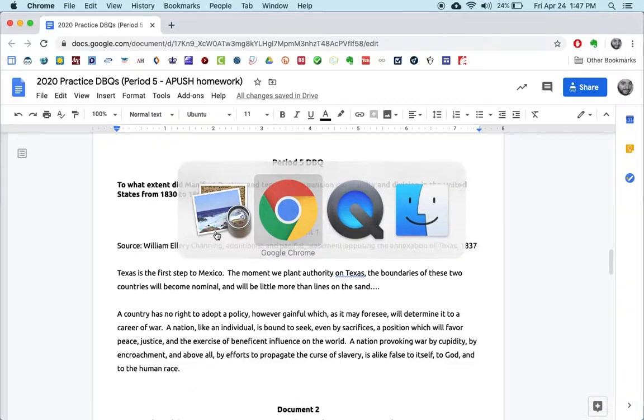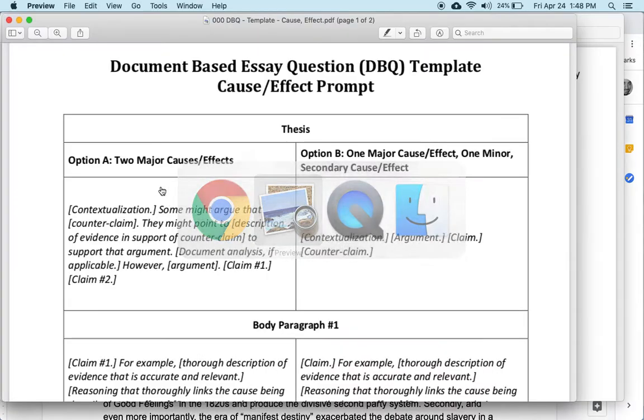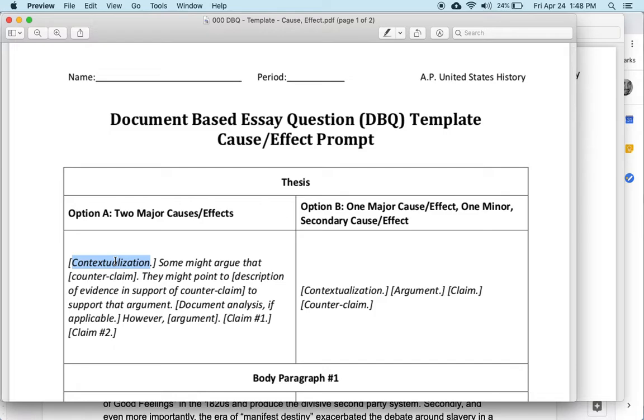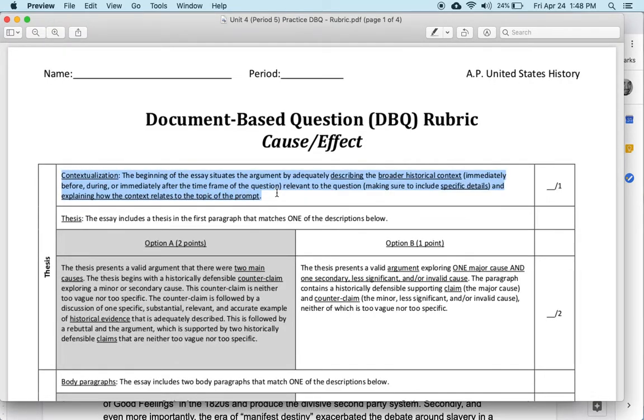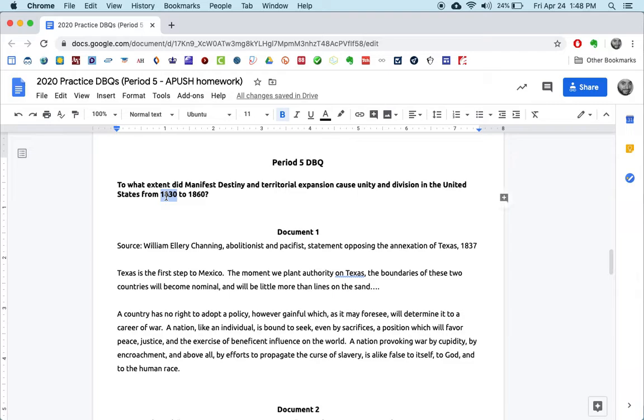All right, so here's how I answered it with my model response to this DBQ. Remember that one of the first things you have to do is contextualization. Contextualization has to be a discussion of a broader historical topic that happened either before the time period in question, which here would be 1830, so anything that happened immediately before 1830, or after 1860. So those are the 2. That's the easiest approach to contextualization.